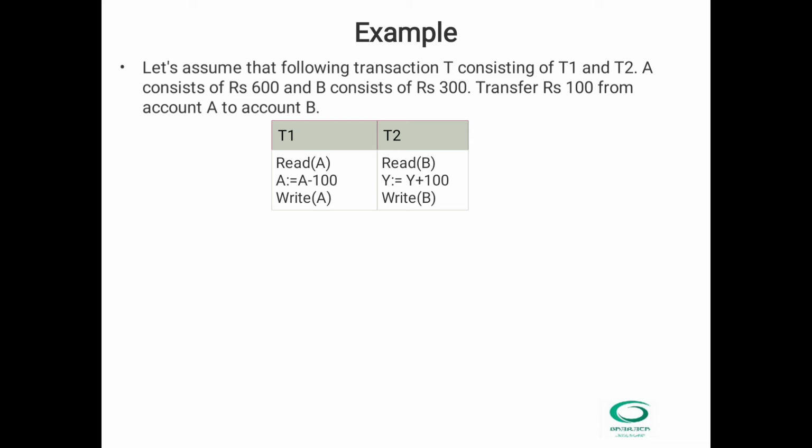So first T1 reads the A account balance. The aim of A is to transfer the 100 rupees, that's why it is subtracted from the account balance. Now perform the write operation. Write operation means the account balance is updated. What is the account balance now? A is 500 rupees. Now we will see the transaction T2.